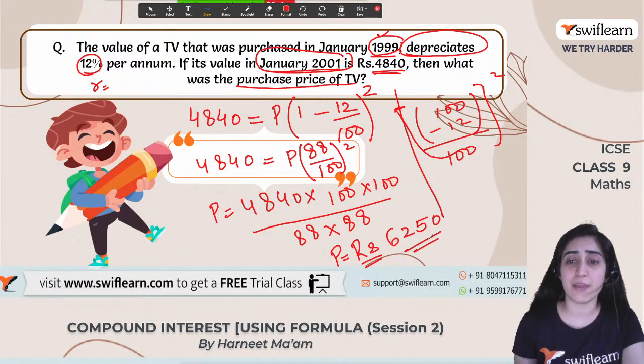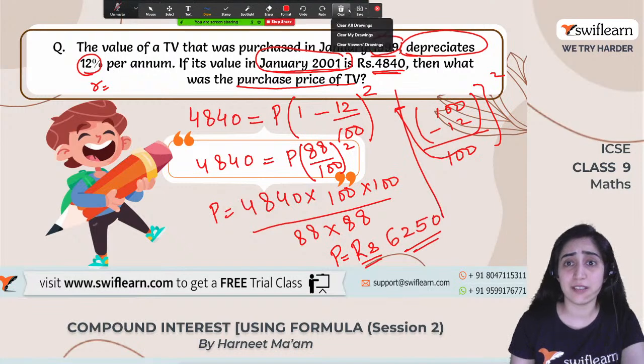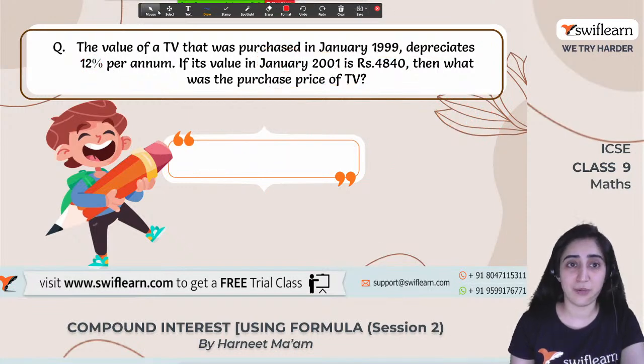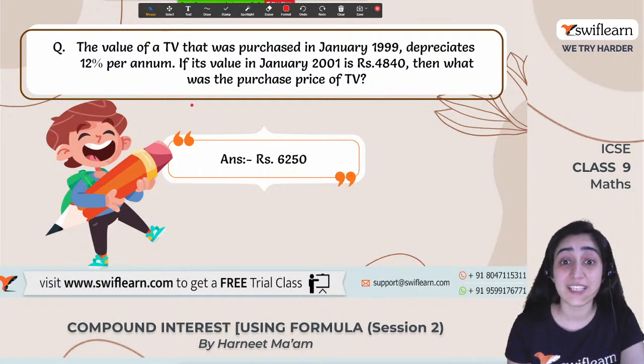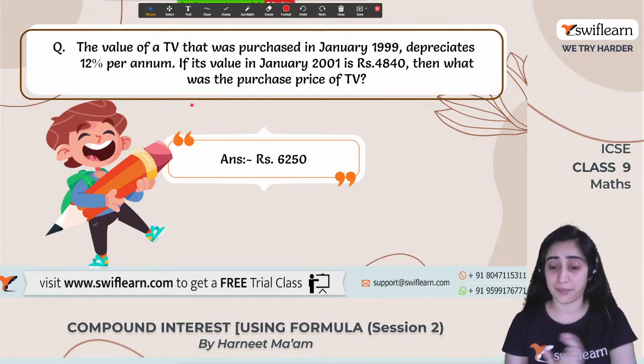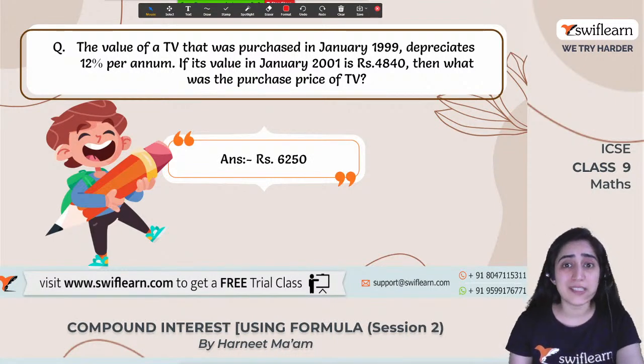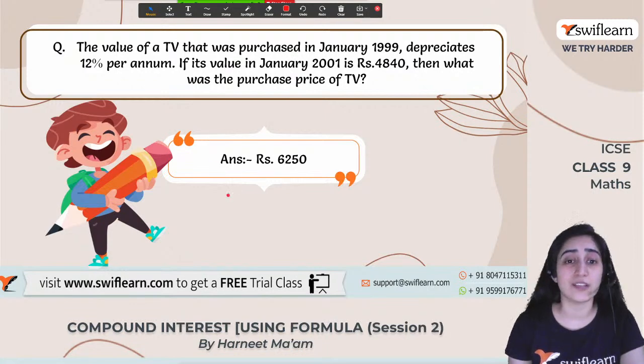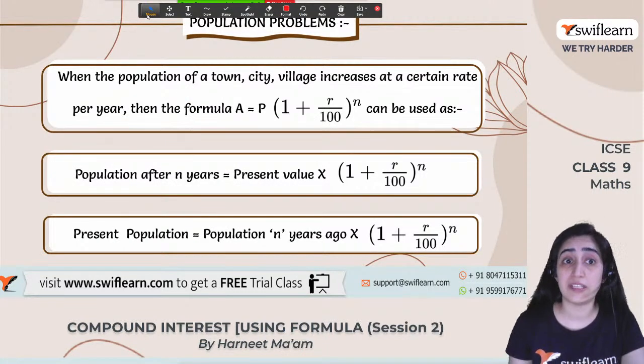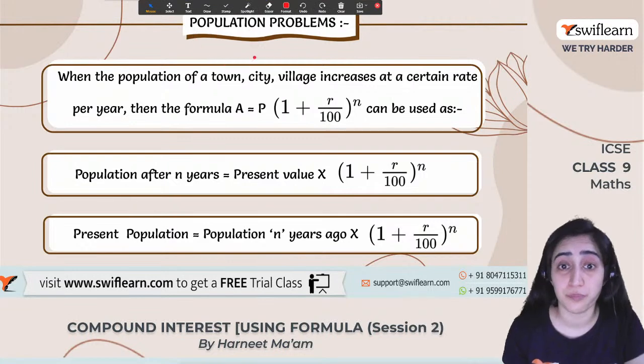Who all got the same answer? Let me see. Have I got the right answer? Okay, so here we go with the answer. Is that right? Yes, it's 6,250. Everyone clear with this? How have I done it? Yes? Okay, so here we go with the next topic where it says of the population के ऊपर.